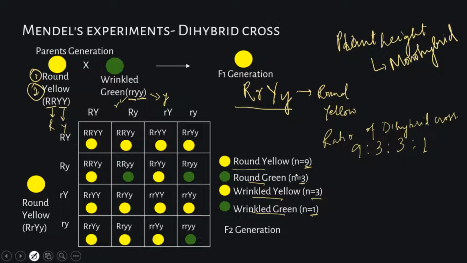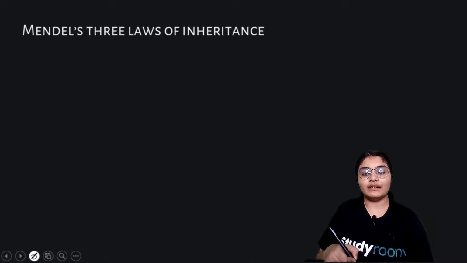We are seeing here the number of characteristics that we can observe. The round and yellow seeds are 9, the round and green seeds are 3, the wrinkled and yellow seeds are 3, and the wrinkled and green seeds are 1. So combining all these ratios, we'll find here 9:3:3:1. Okay. Now I'll be discussing Mendel's laws of inheritance.